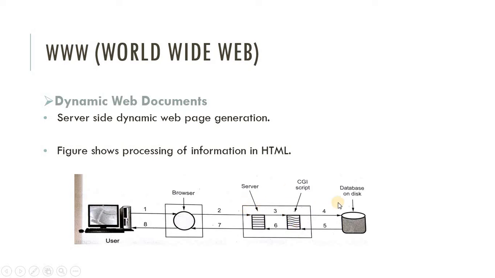So now the server requests data from the database based on the query. The database fetches the data and returns it to the server. Now the server collects that data, and that data is sent to the browser. So that is how dynamic web documents are created, or that is how we can fetch the data.